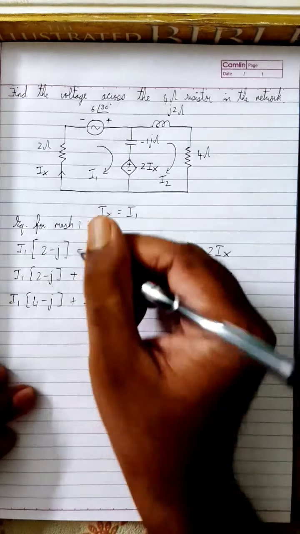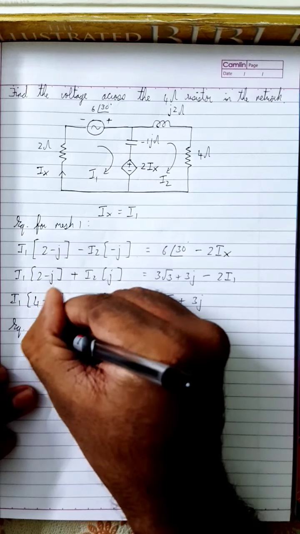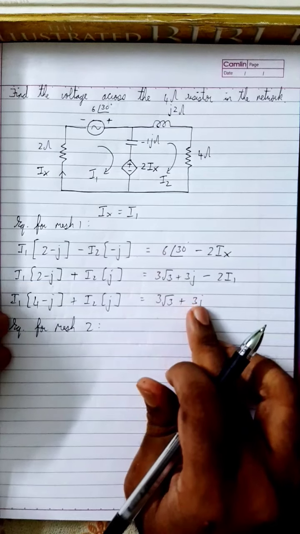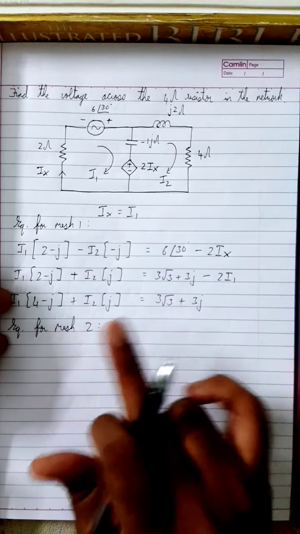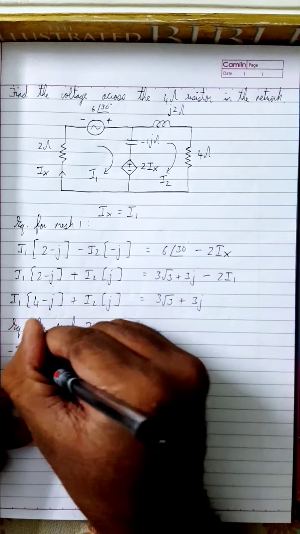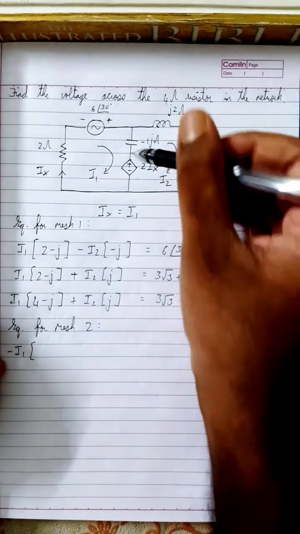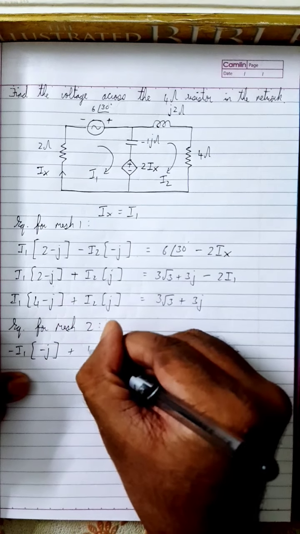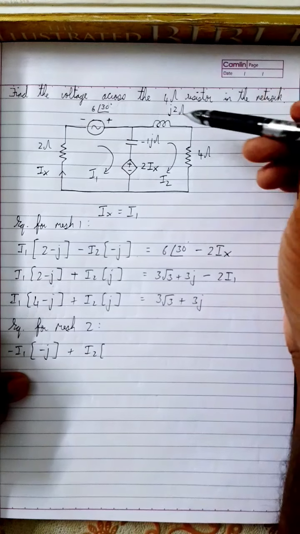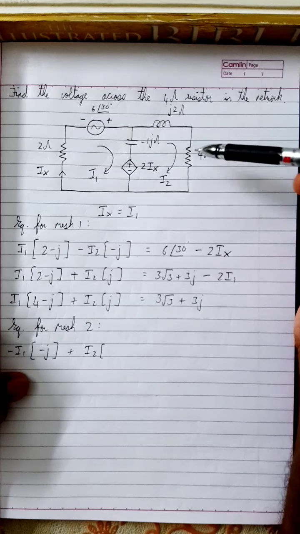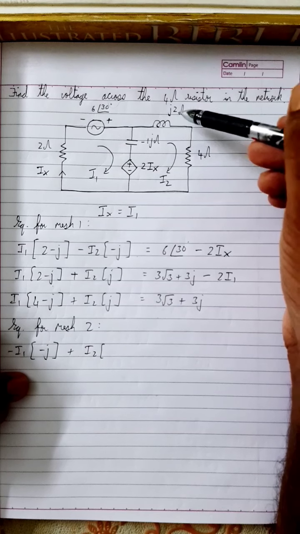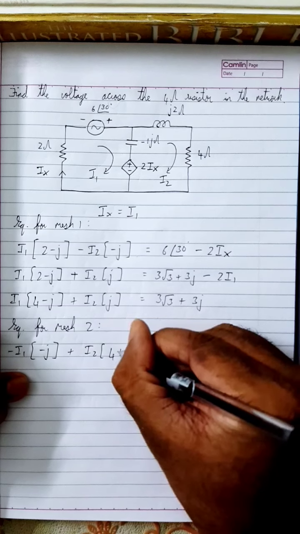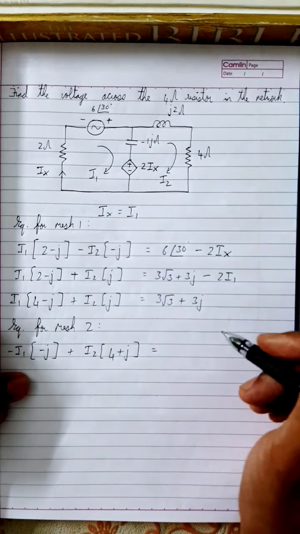Alright, now the equation for mesh 2. For mesh 2, I1 is considered negative and I2 is considered positive. So minus I1 into, and I1 is touching only this impedance, right? What is this? Minus J. So minus J plus I2 into, and what is I2 touching? This minus J, this plus 2J, and this 4 ohm, which is 4 plus 2J minus J, which is 4 plus J, right? So this is 4 plus J is equal to, and what about the voltage source?